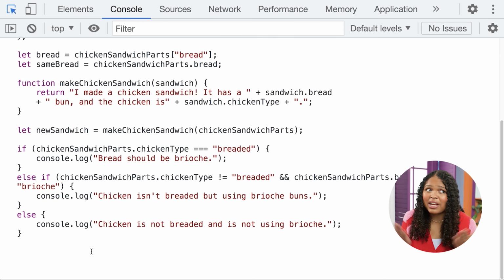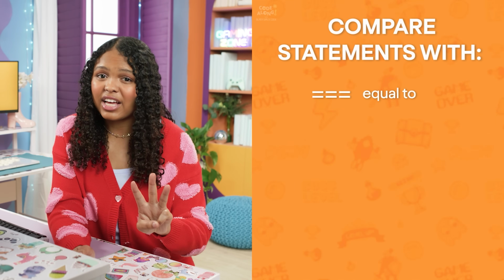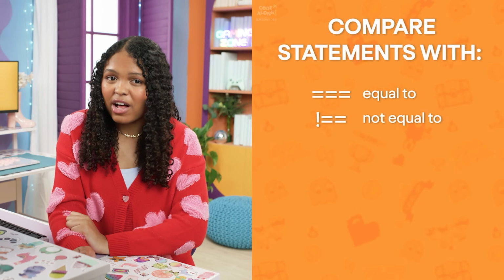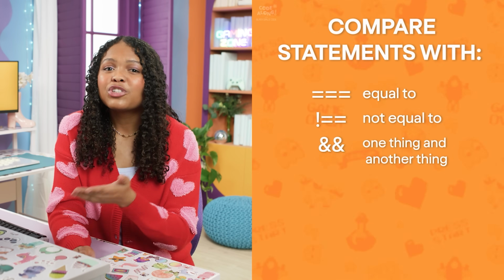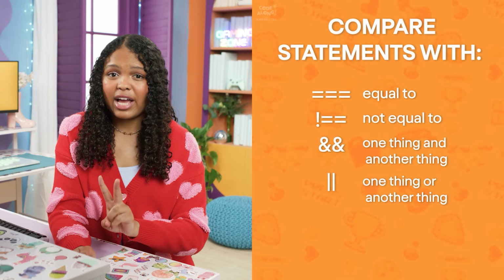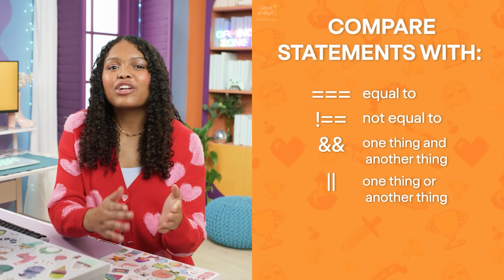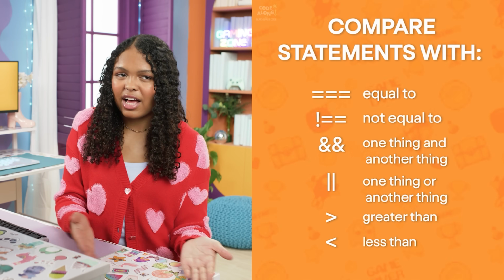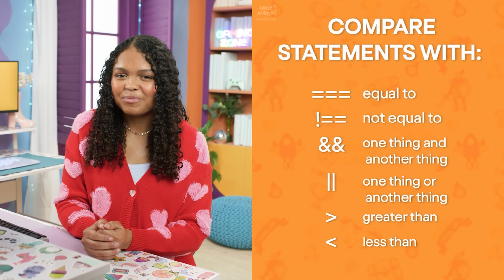You can put as many else ifs as you like. Just make sure you're using a comparison. There are different types of signs to compare your statements. 3 equals signs, an exclamation point followed by 2 equals signs, 2 ampersands, 2 pipes or vertical lines, and greater than or less than using the left and right angled brackets. Whew, that's a lot of if statements.